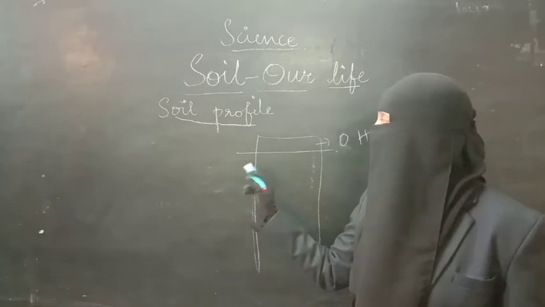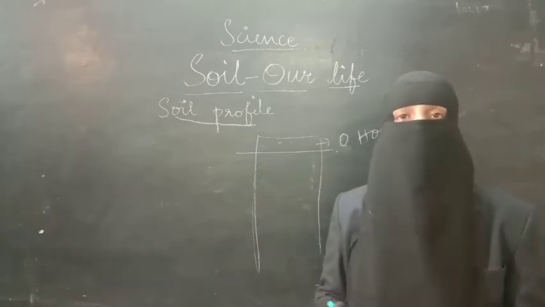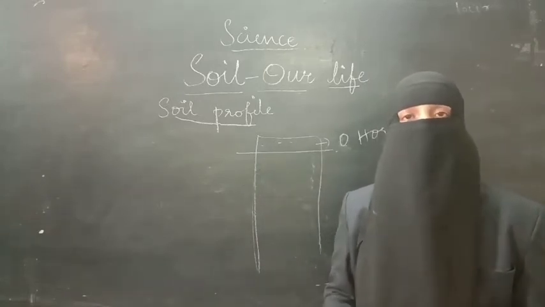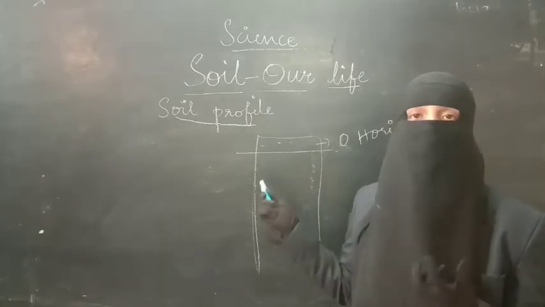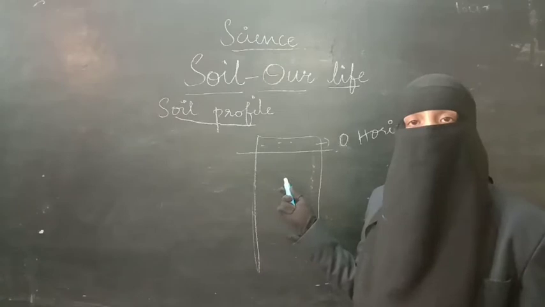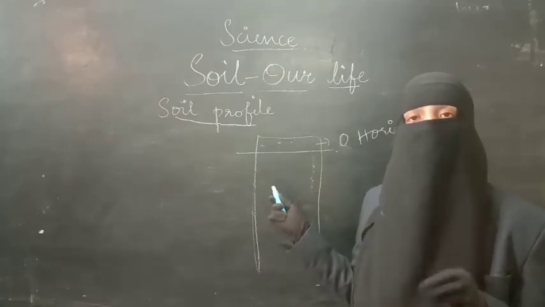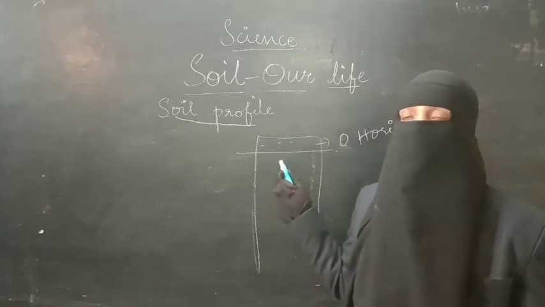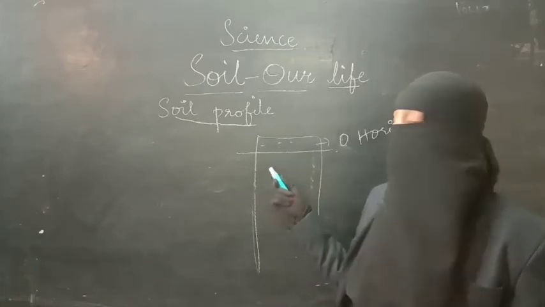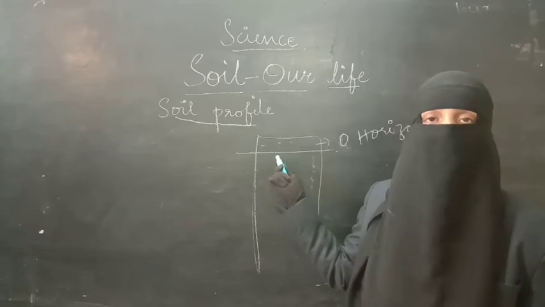In O horizon you can find that this layer is made up of humus, organic matter and also inorganic material. The soil present here is fertile. It has more fertility because humus is present and because of dry leaves and so on, this layer has become more fertile. The maximum living organisms like plants and animals live in this layer.